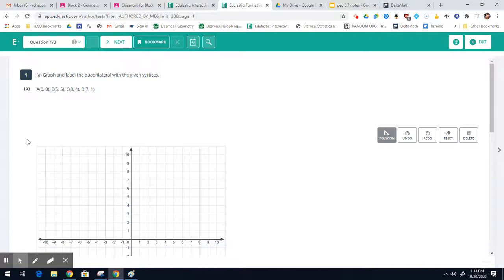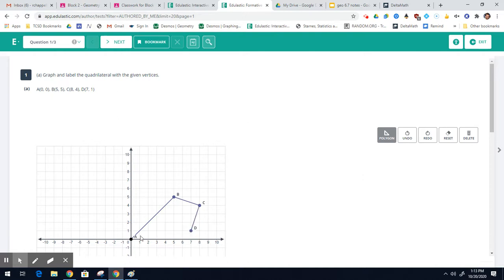All right, geometry. So here's our first problem. It says graph and label the quadrilateral with the given vertices. So you're going to use this polygon tool right here. We're going to start with A at 0, 0. And then B is at 5, 5. C is at 8, 4. And then D is at 7, 1.